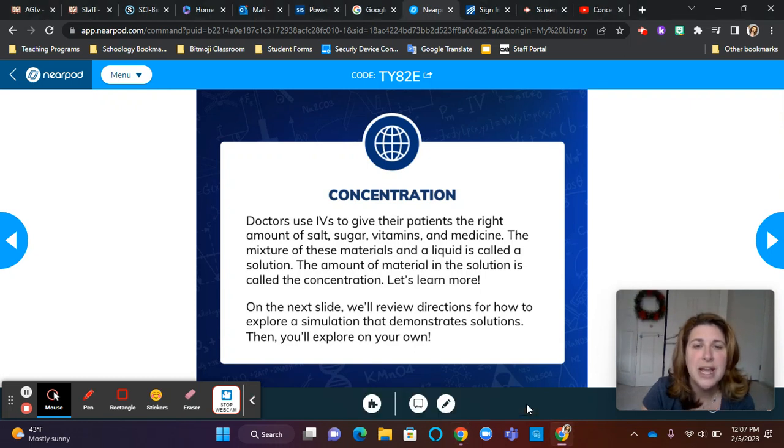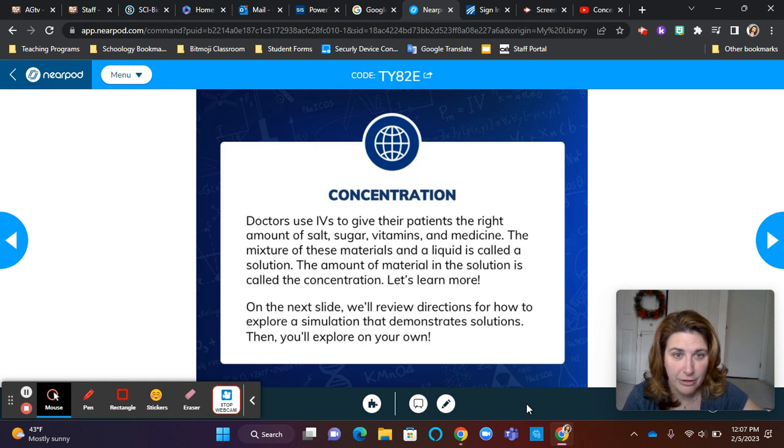All right, so what we're going to do next is we saw the video about IVs. Patients need, when they're not eating and they're not drinking, the right amount of salt, sugar, vitamins, and medicine. When you combine those solids and liquids together, the solid salt, the solid sugar, the solid vitamins, and you dissolve them in water, that's called a solution.